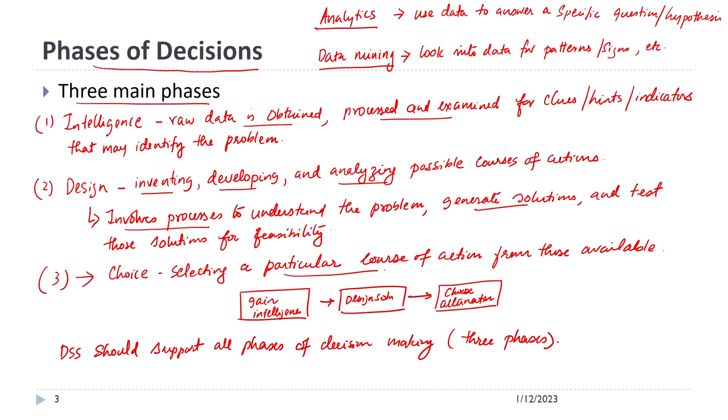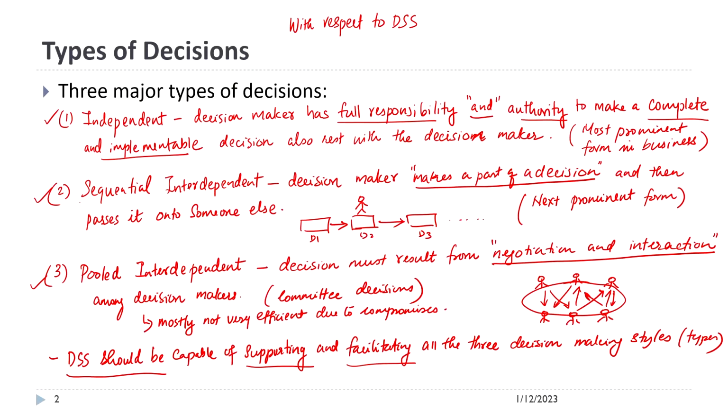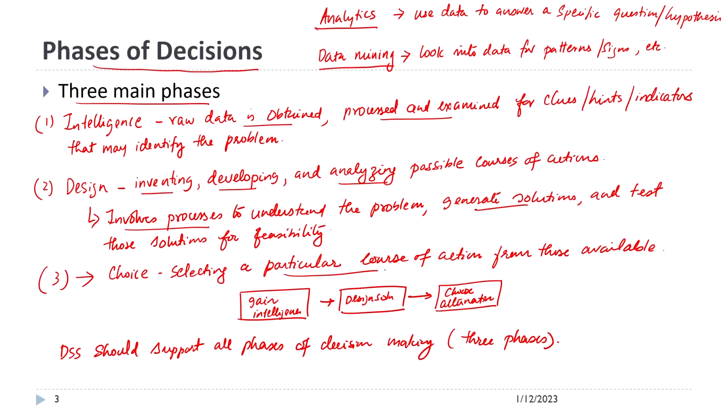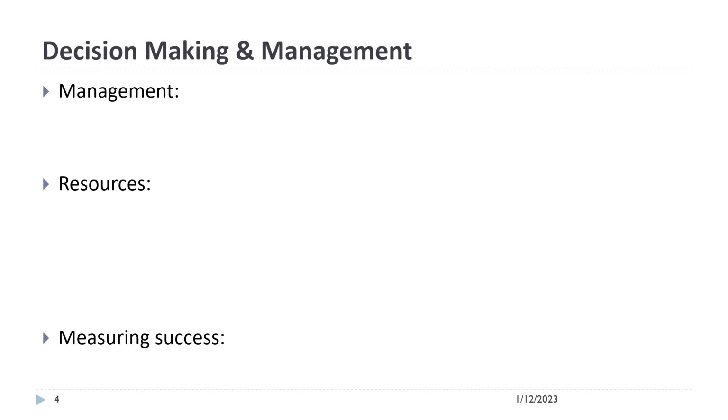Now, we have looked into the types of decision. We talked about the three phases of decision. Now, let us talk about decision making and management. If you look at the slides, these are some of the key words that we will define from the DSS angle. There are many other definitions available, but we are defining it from the DSS standpoint. The first phrase we are going to define is management.